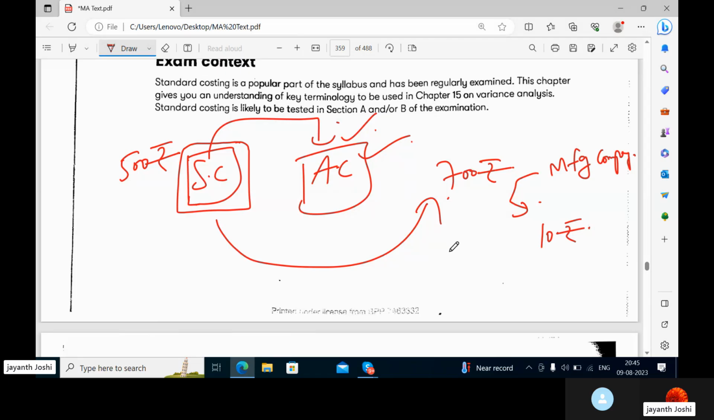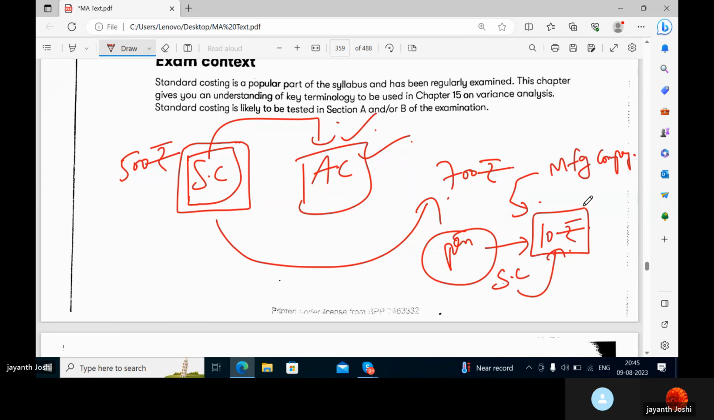Let's say they are pen manufacturers. They can make a pen for 10 rupees each. This is the standard cost. This definitely can be estimated, and how to estimate this I will explain to you right now. In actuality, this is the standard cost of a product. In actuality, the products in the market are made for like 15 rupees.